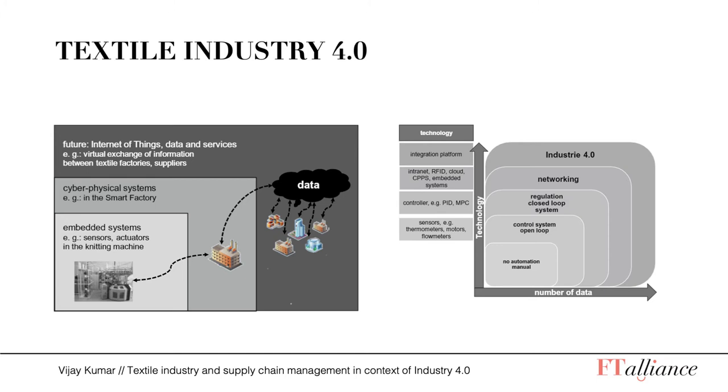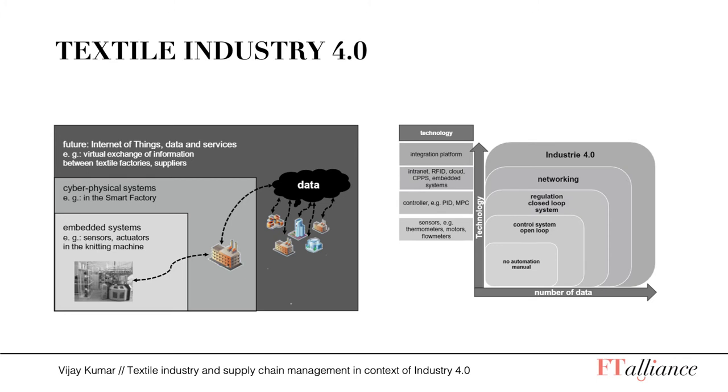So if we look back into industry 3.0, where sensors were embedded into the machines to create more controlled systems, that was the same picture here in the textile industry also. So if you see in this picture, in the previous revolution we had machines where we had sensors and actuators integrated into the textile machine. So for instance, in this picture it is the knitting machine.